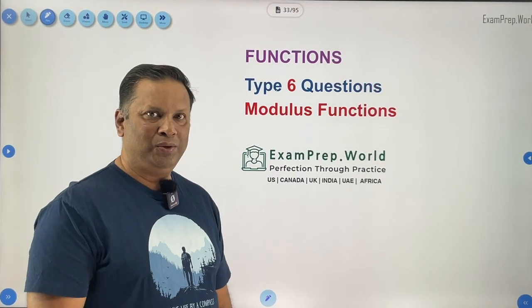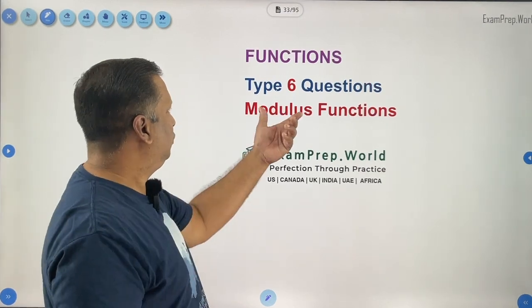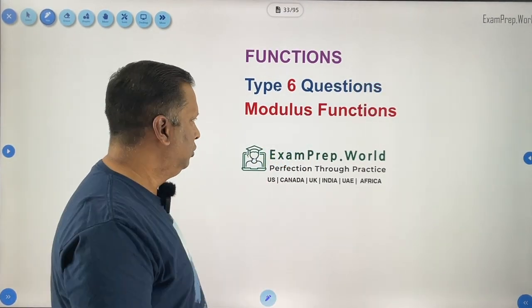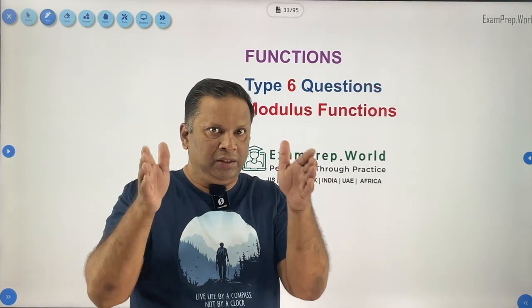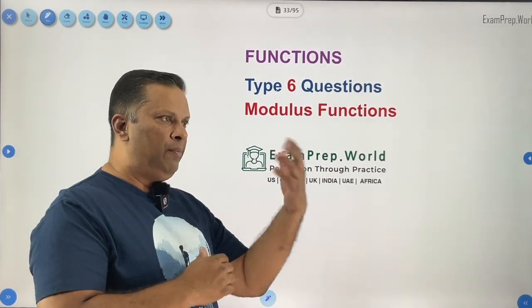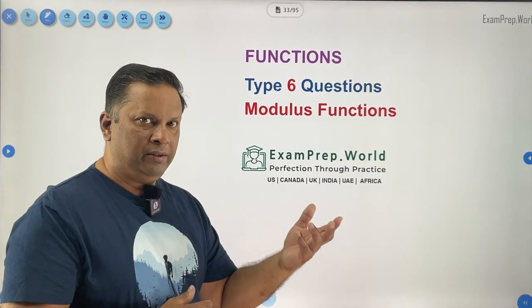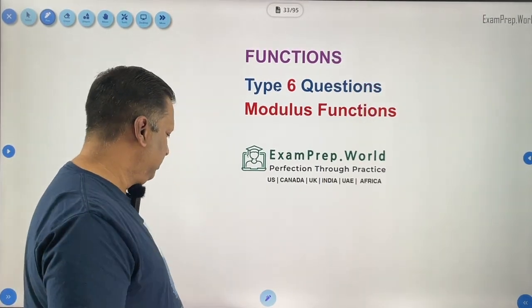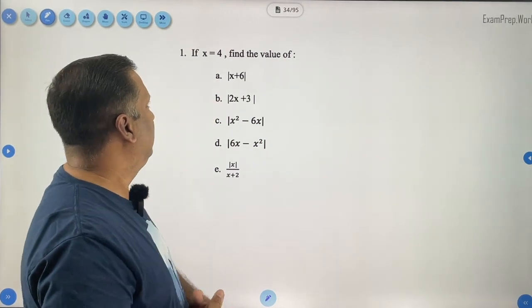Welcome children. So in this type 6 questions we will do modulus functions. Okay, mod, you remember the two vertical lines and the function is written in between them. So when you keep anything inside mod, even the negative thing, it becomes positive after coming out. So those kind of functions we will practice here.